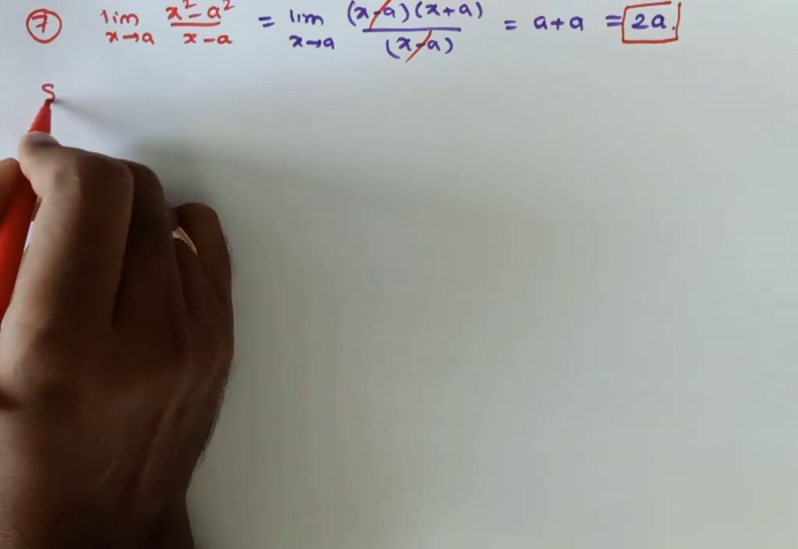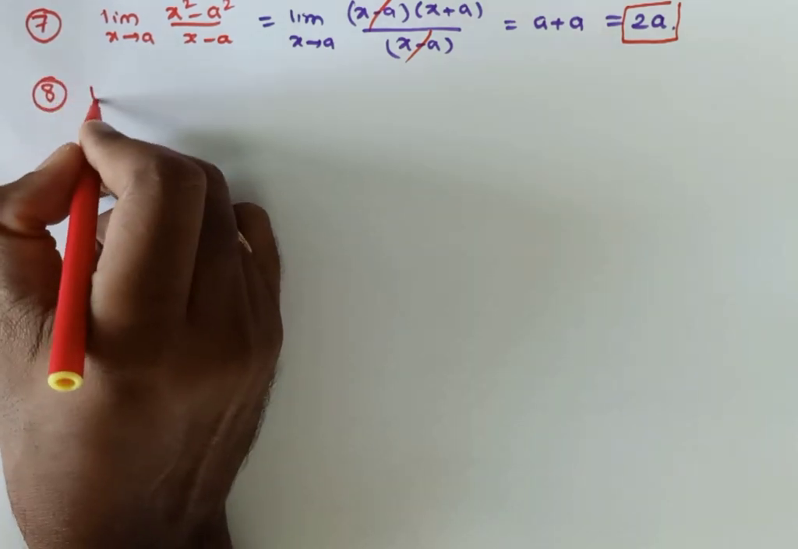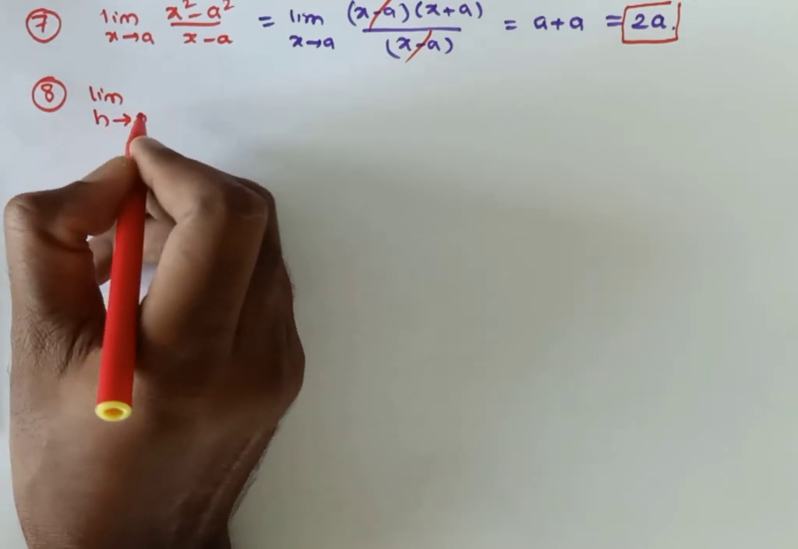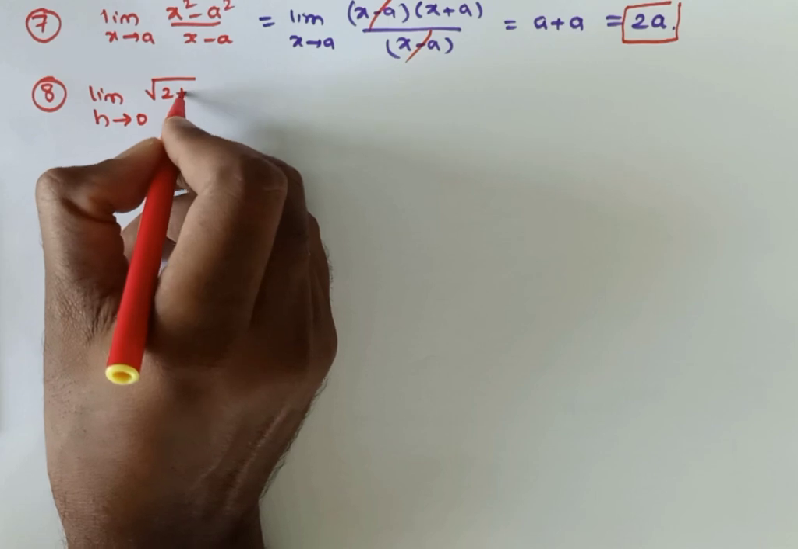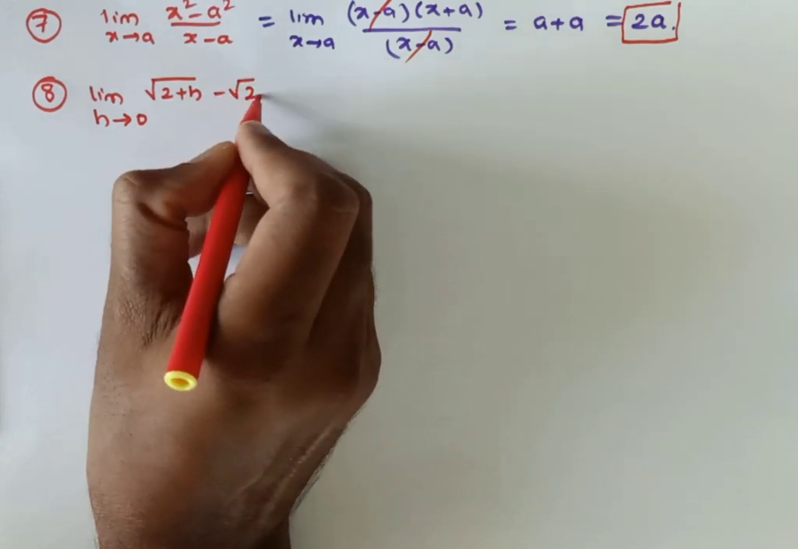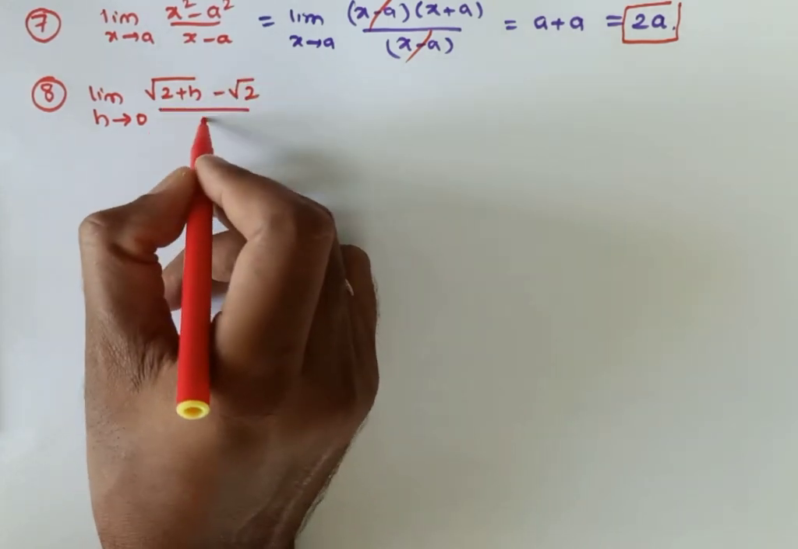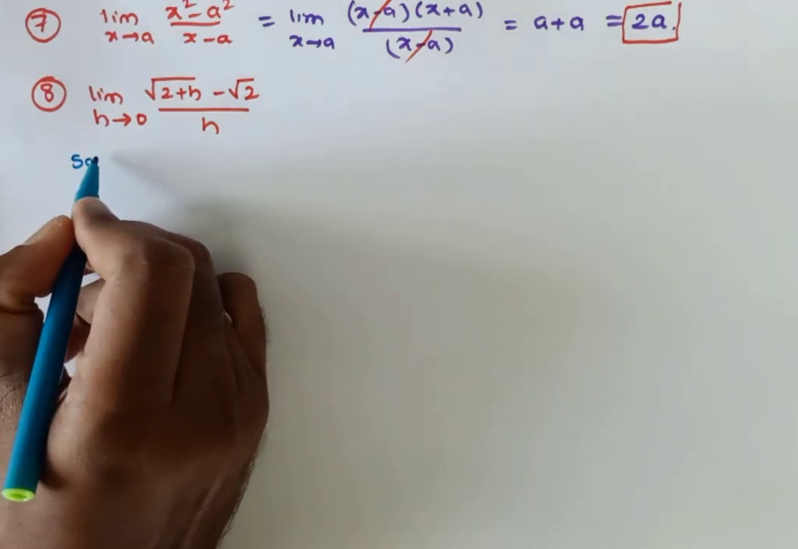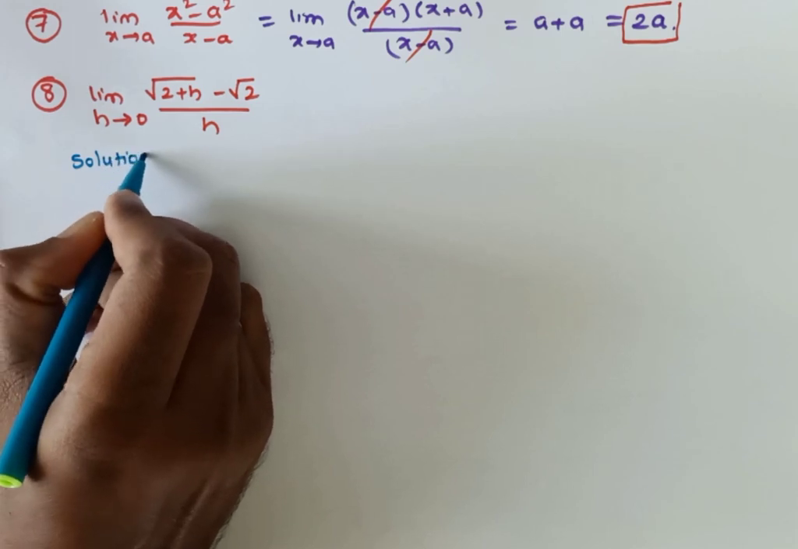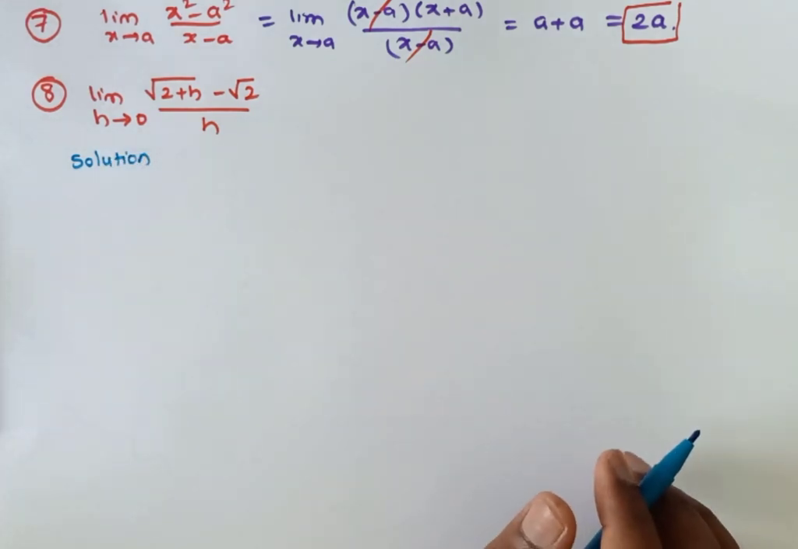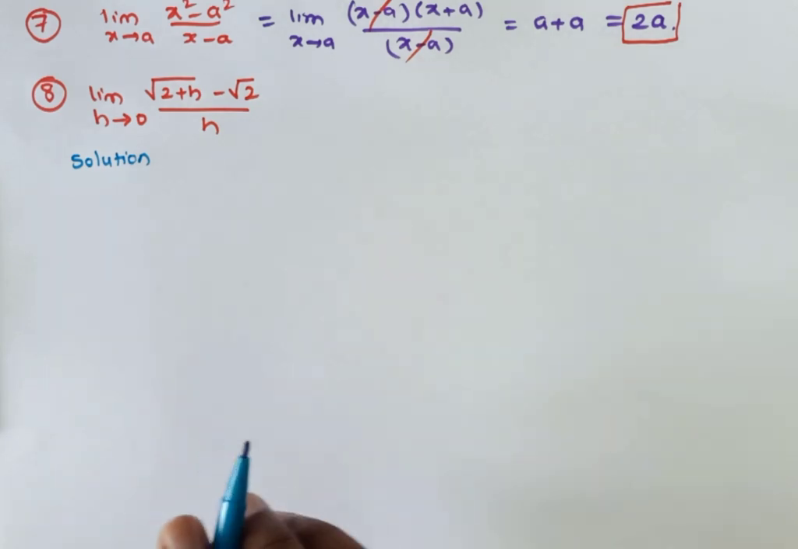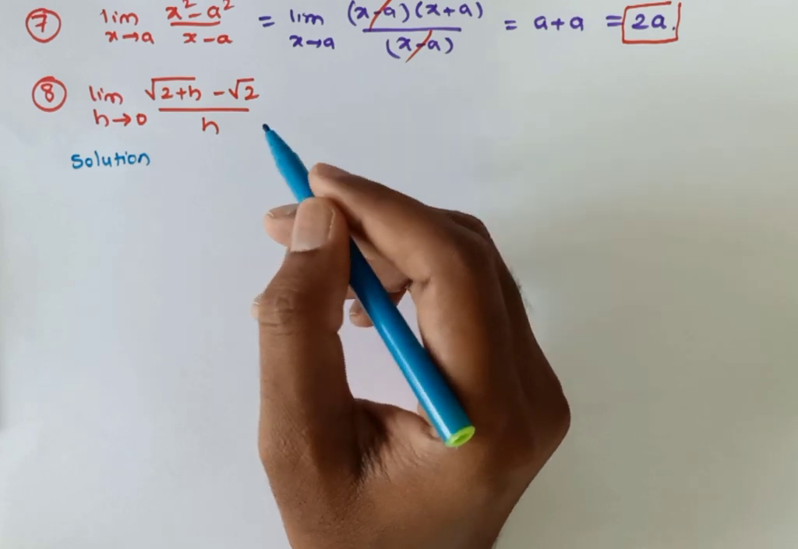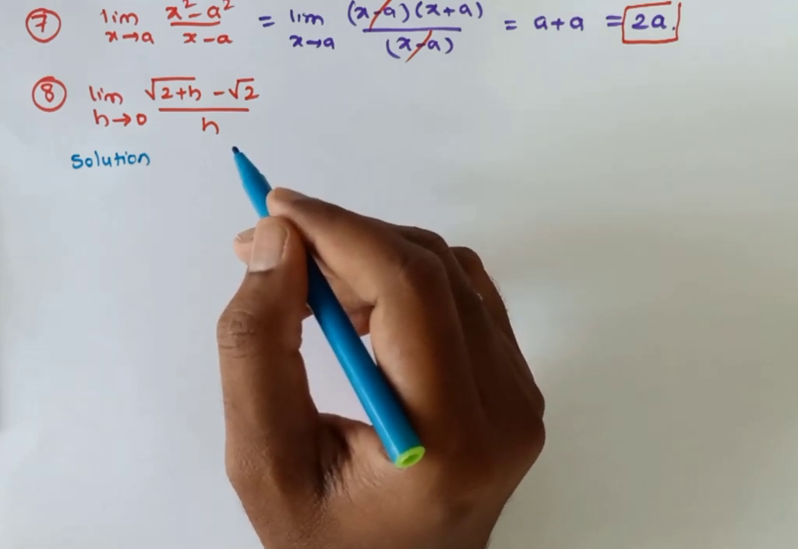And so finally the last problem. Let us take another variable: limit h tends to 0 of (root of 2 plus h minus root 2) divided by h. Now if the problem is like this, how to find the solution for this type of problem? Similarly here, we cannot find the limit by substituting h equal to 0 directly. So in this case, what do we have to do?